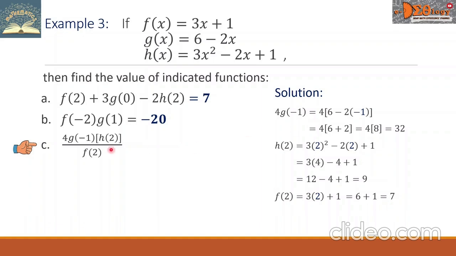Now we substitute the values in problem C. So we have this 4 times g of negative 1. The value is 32. We write it here times h of 2. h of 2, the value is 9. It's here now. All over f of 2, which is 7. Now we simplify the numerator. 32 times 9 is 288 over 7. This is now the answer. So we copy this value opposite problem C.